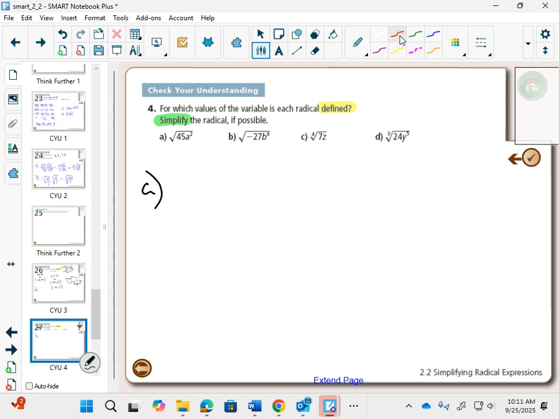Let's do the defined part first. It's a square root. You know you can't square root negative numbers. Will there ever be a problem in this one? No. No problems, so then we can say A can be everything. Simplifying. Okay? With simplifying, we're going to simplify the number and also simplify the variables.